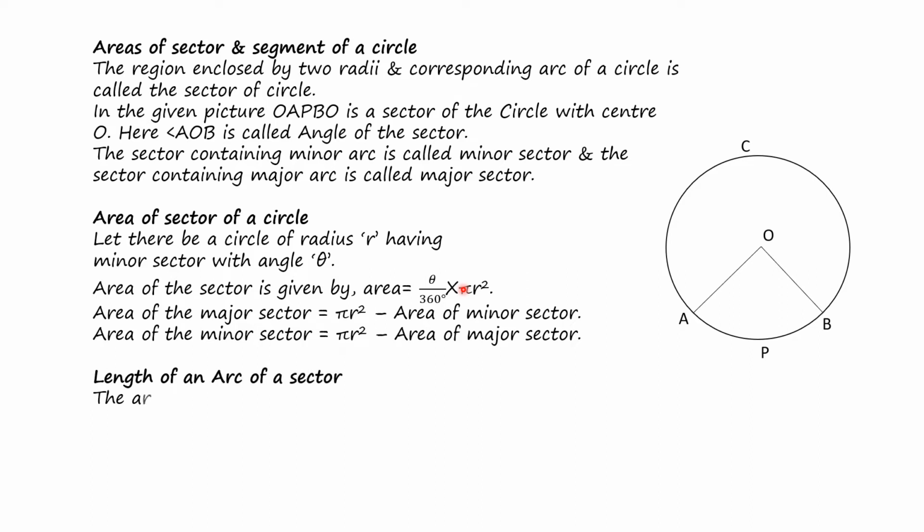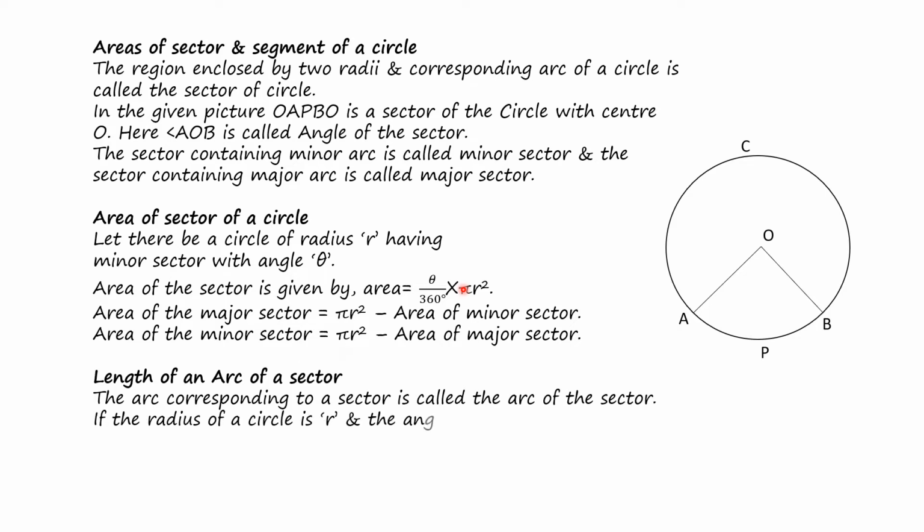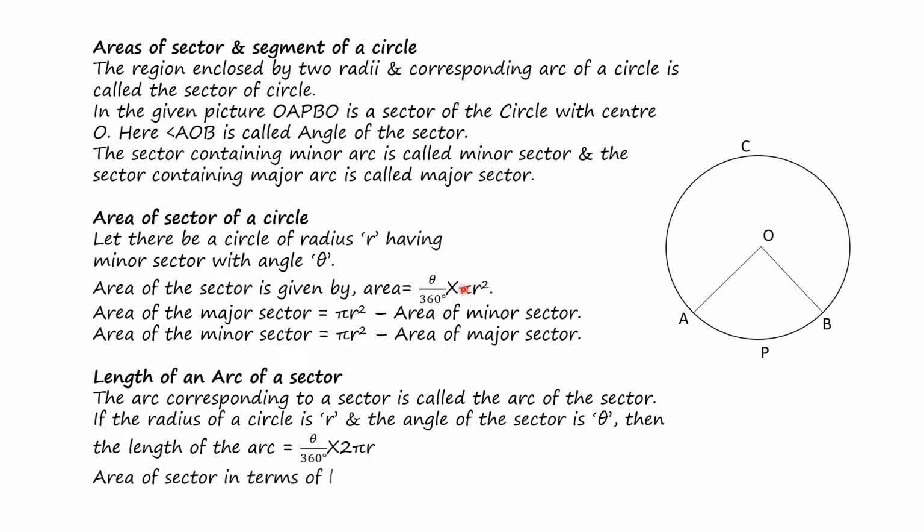Length of an arc of a sector. The arc corresponding to a sector is called the arc of the sector. If the radius of the circle is r and the angle of the sector is theta, then the length of the arc equals theta by 360 degree into 2 pi r. It is also written as the area of the sector in terms of the length of the arc equals 1 by 2 into L R, where L represents the length of the arc.